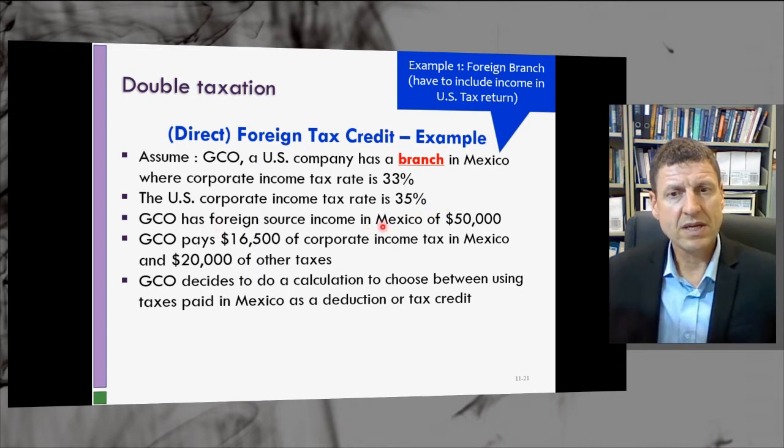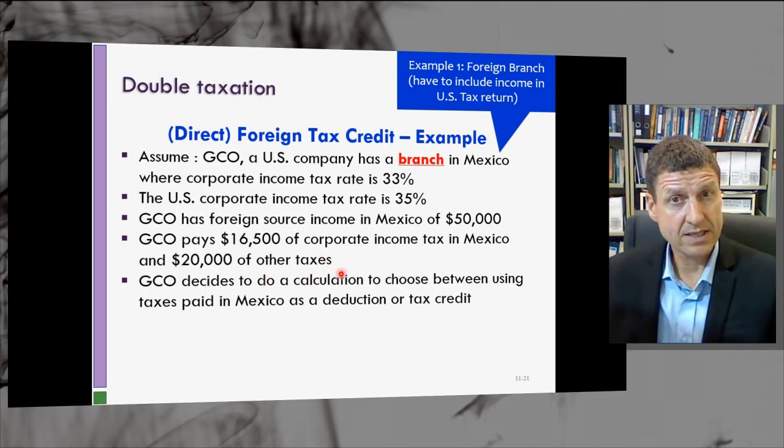The foreign source income in Mexico is $50,000 and GCO pays $16,500 of corporate income tax. What does that mean? Well, that's basically 33% of $50,000, and that gives us our $16,500. GCO also pays $20,000 of other taxes. GCO decides to do a calculation, choosing between using taxes paid in Mexico as a deduction or a tax credit.